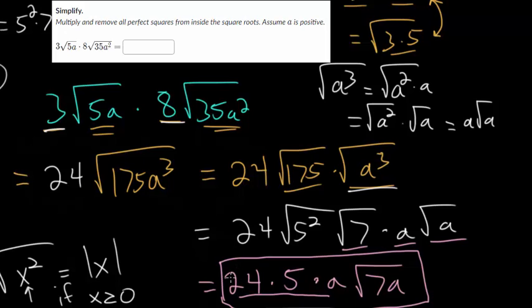5 times 20 is 100. 5 times 4 is 20. So you do get 120a and then square root of 7a. So that's what you'd put in the box. 120a times the square root of 7a.